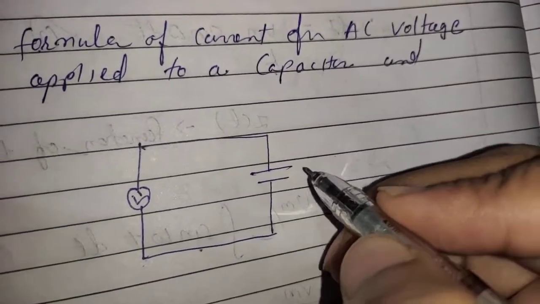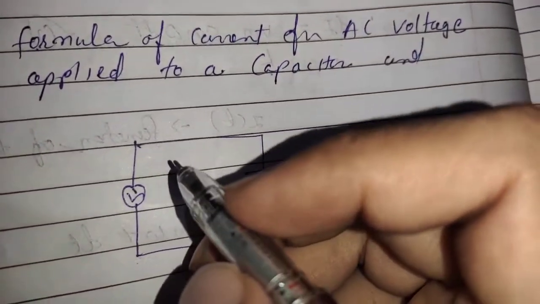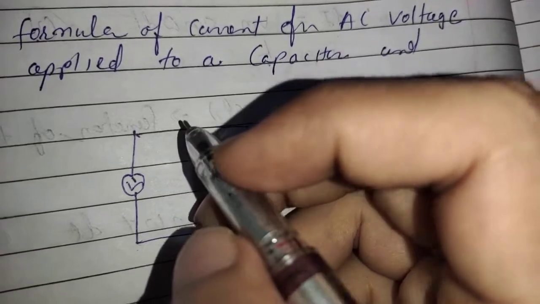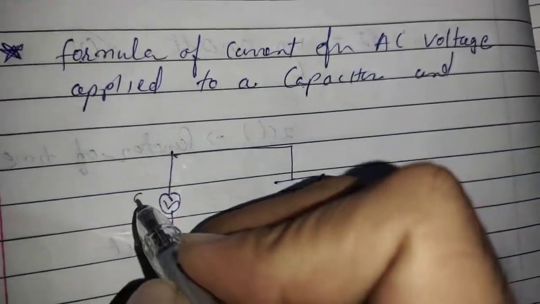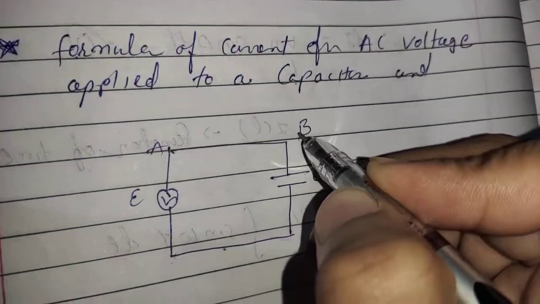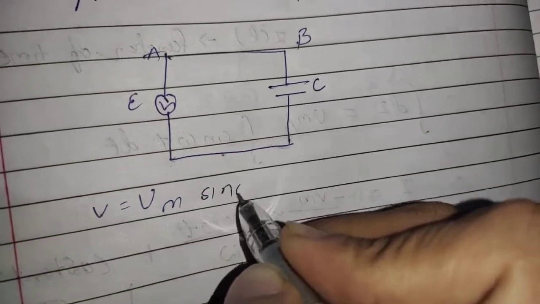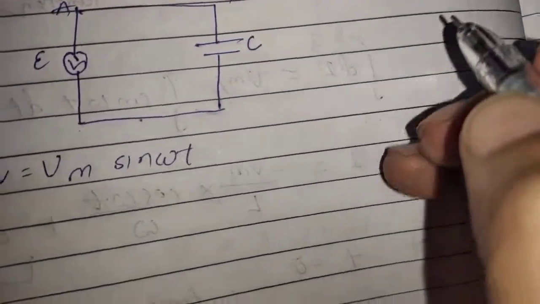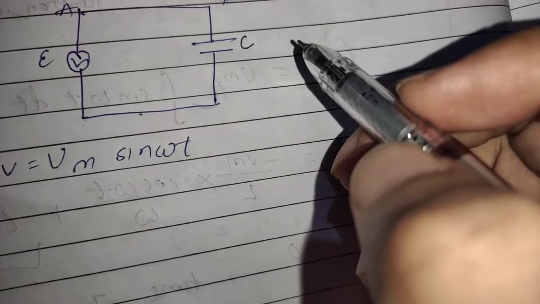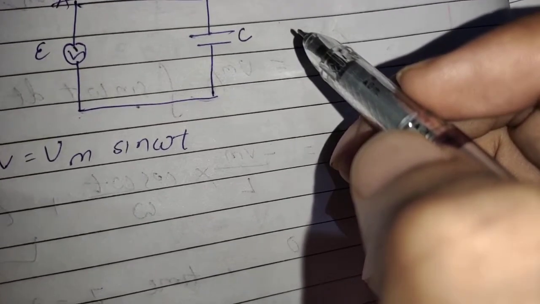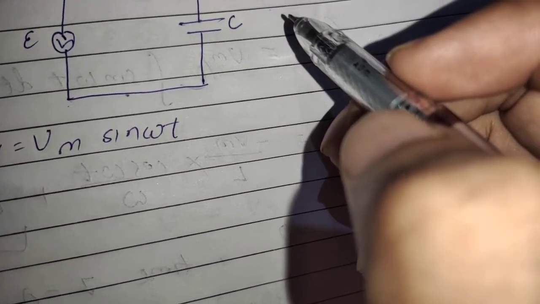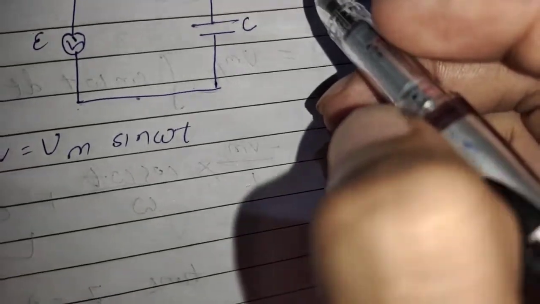As shown in the figure, guys, the capacitor is connected to AC voltage. Now guys, voltage V is equal to Vm sin omega t. When a capacitor is connected to a voltage source in a DC circuit, current will flow for the short time required to charge the capacitor.